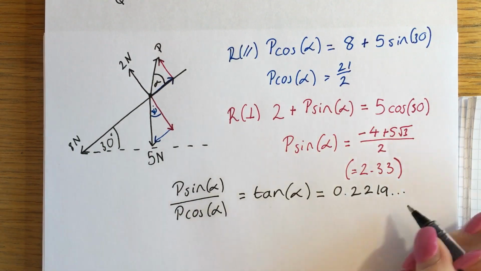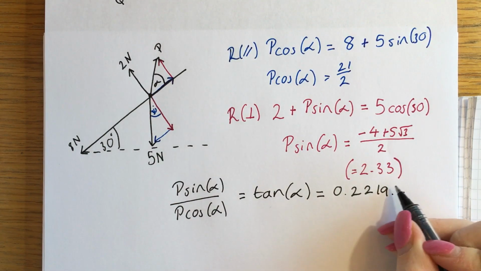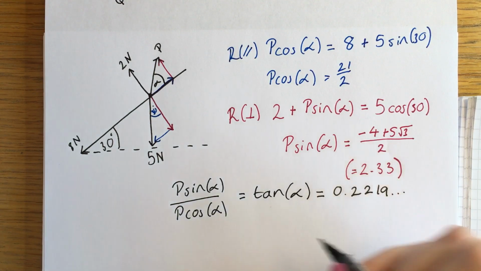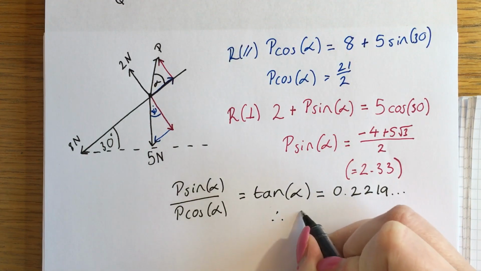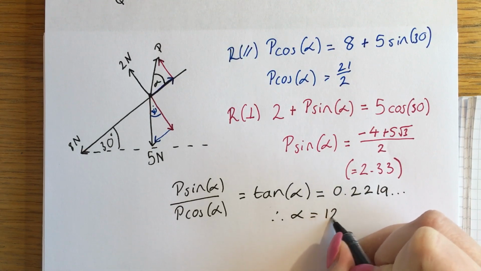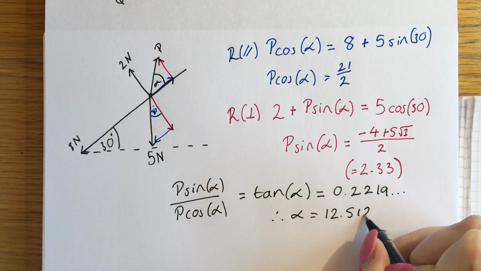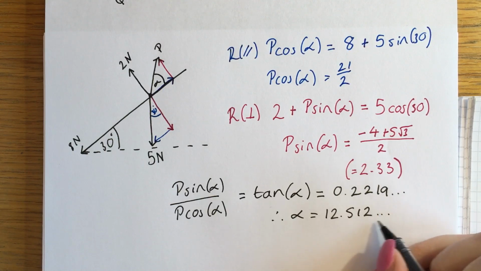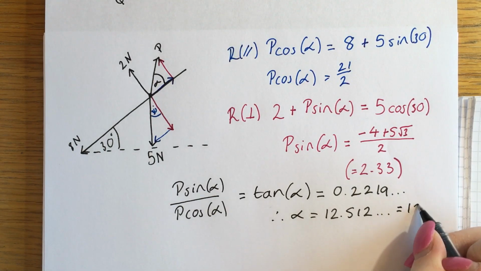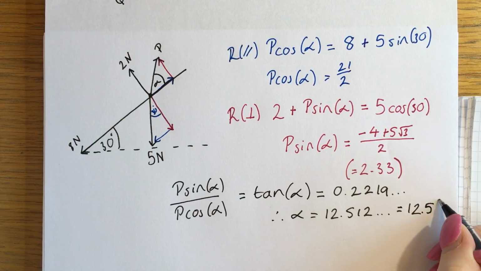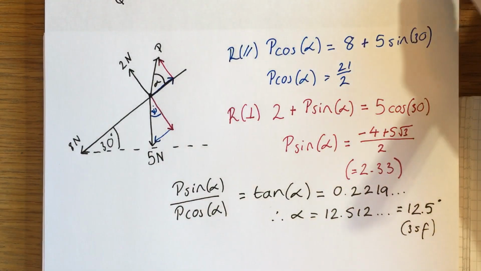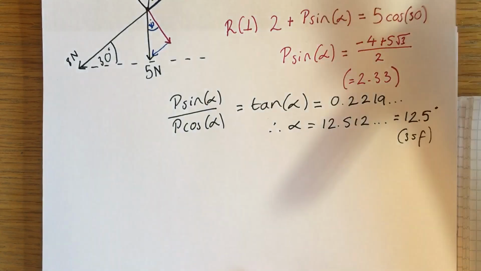0.2219, etc. So again, I'm putting in those dots so that the examiner knows I am actually using the whole answer. I'll just leave it on my answer screen. So alpha is 12.512. Again, showing that I'm going to use all of my digits later. And that is 12.5 degrees to 3 significant figures.